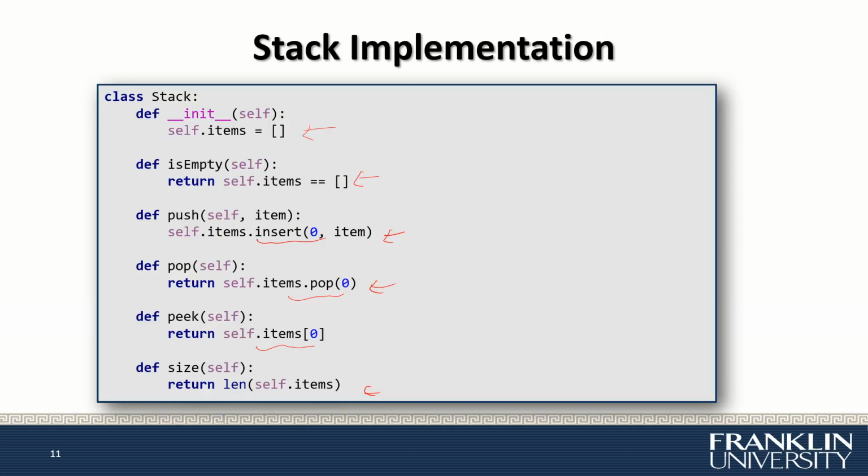But how about this one? Well, because we're pushing to the beginning of the list, we have to make room for all the existing items. They all have to move over by one to make room for a new item. Same thing with the pop. After I pop the first item, everybody has to move over. So in this case, the big O running time for the second implementation for push and pop would be linear, depending on how many items in the list are in the stack.